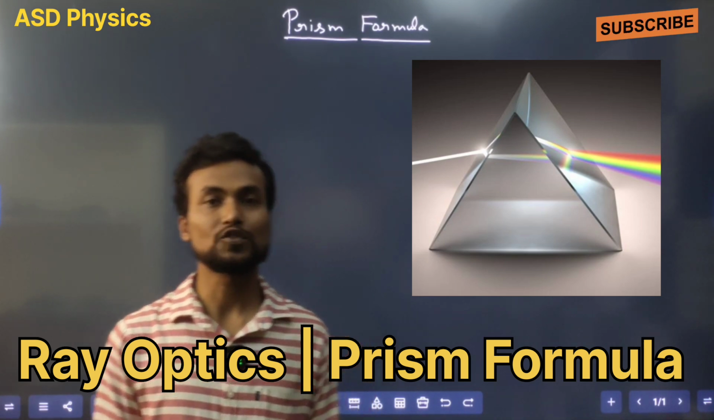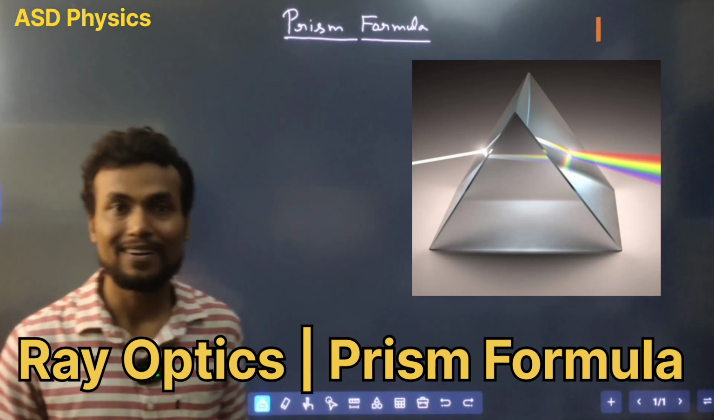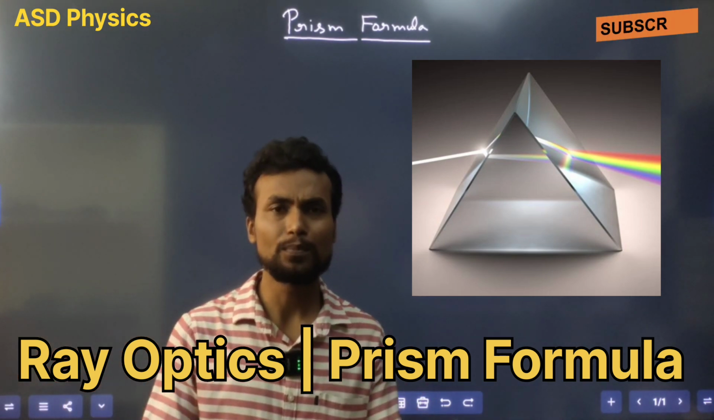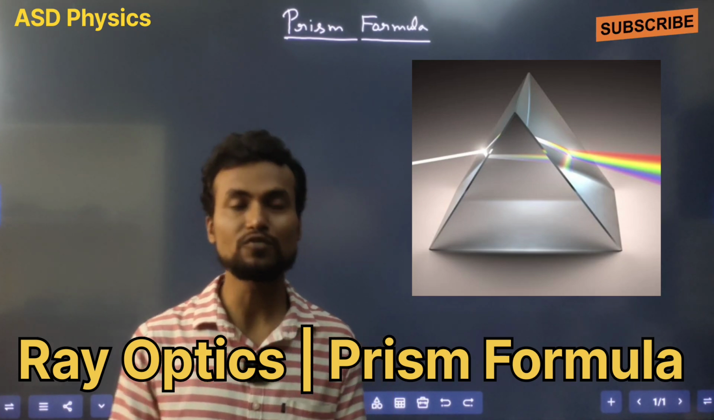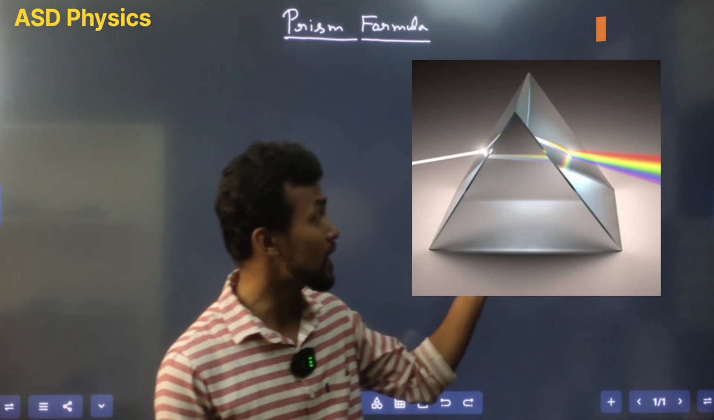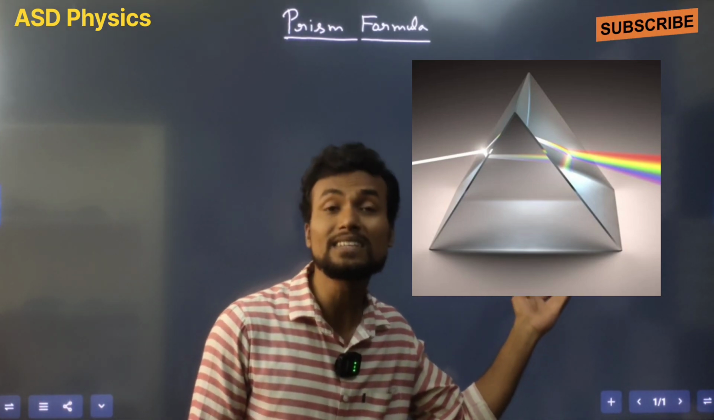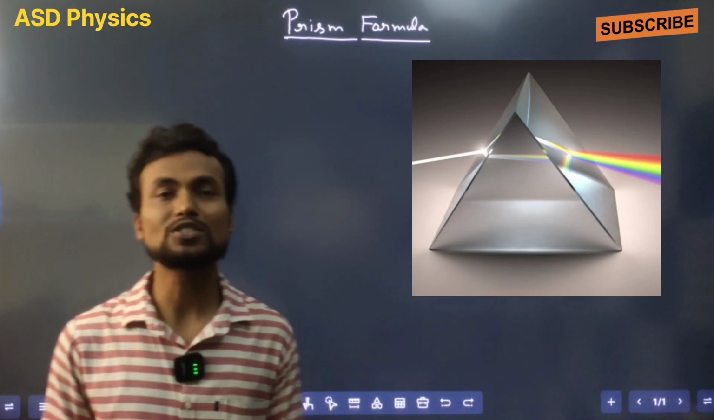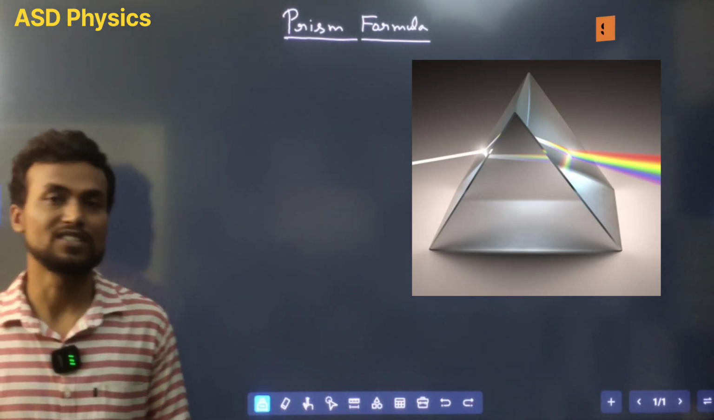Okay, so students, today we are going to learn the prism formula. In the prism formula, we are going to find out the refractive index of the material of the prism in terms of the minimum angle of deviation.